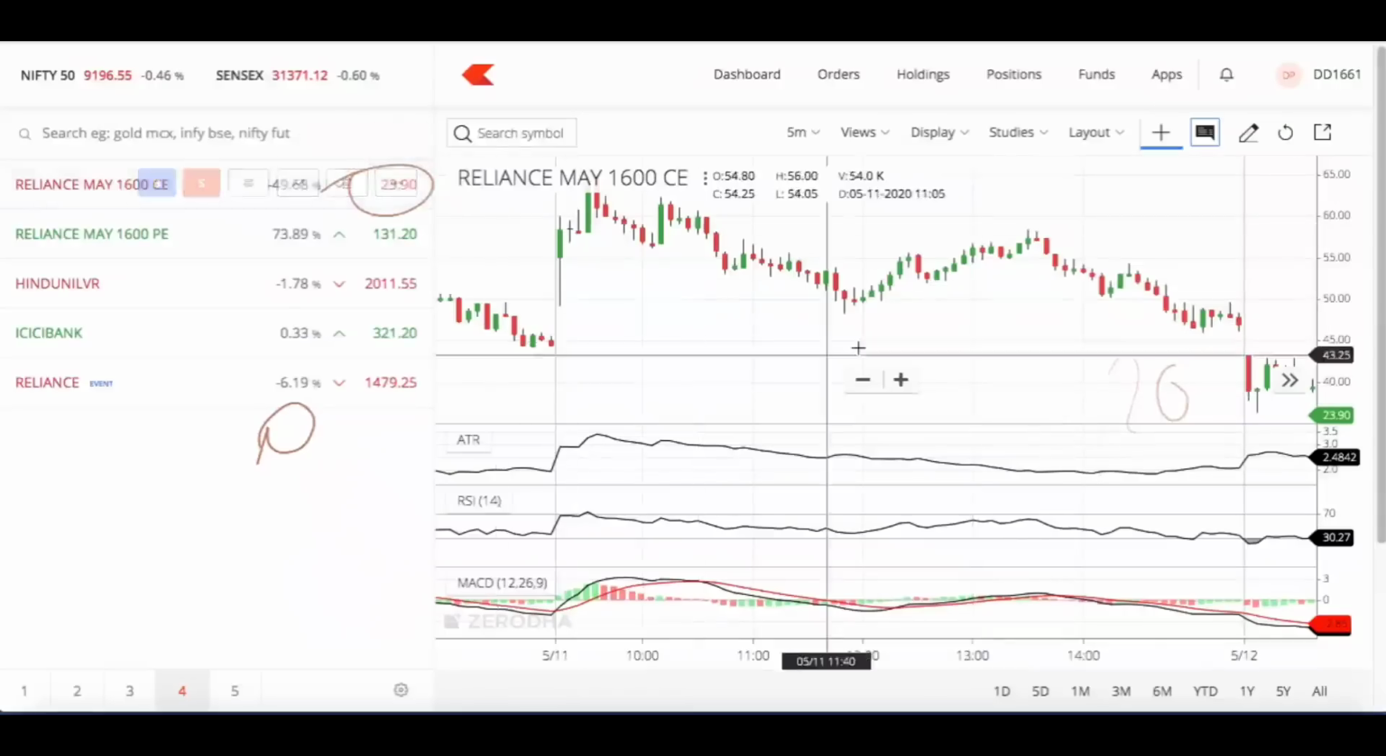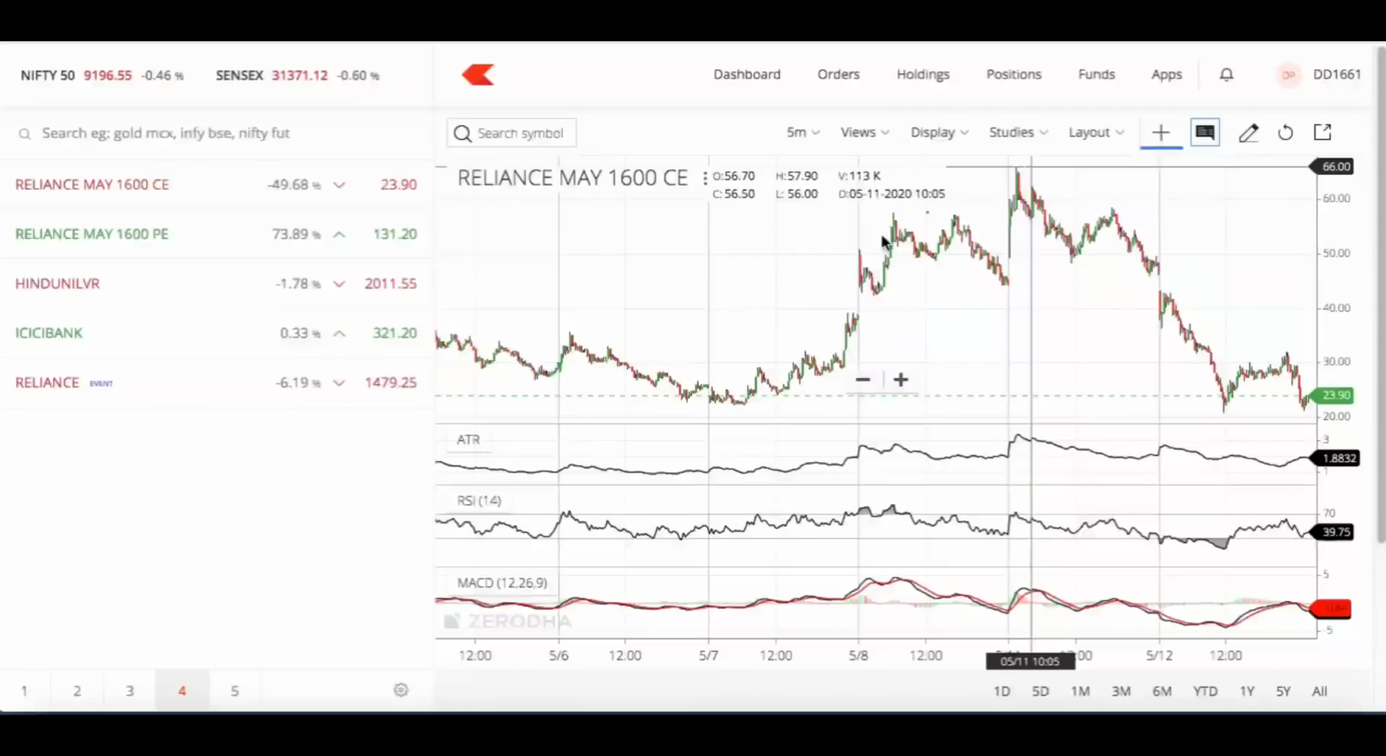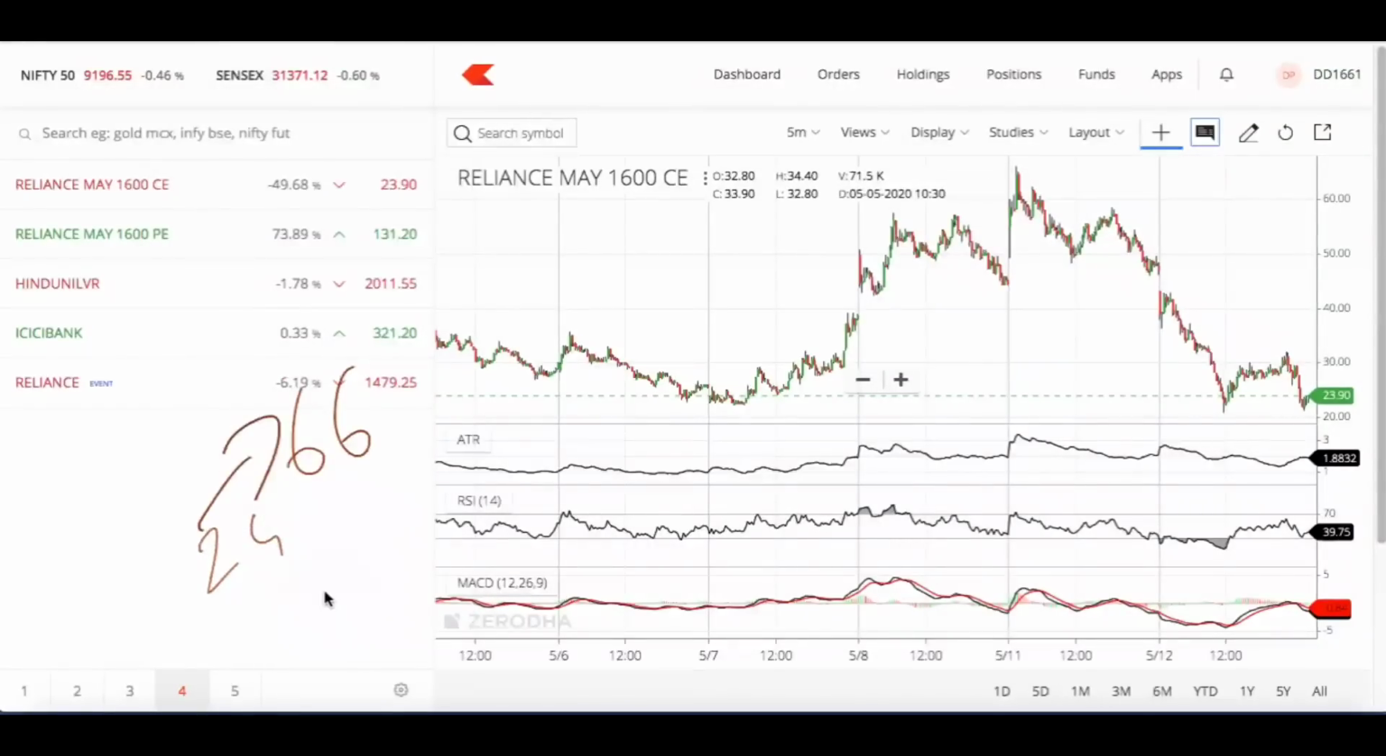Now let's say this premium went up to 66 rupees. From 24 rupees to 66 rupees, whatever the difference is, is my profit. Same way, if I took a buy position here and it went against me, and I sold here, this is my loss. So the movement is not like 6% of equity. The movement is like 49% it has fallen. The stock has fallen 6%, but this has fallen 49%.